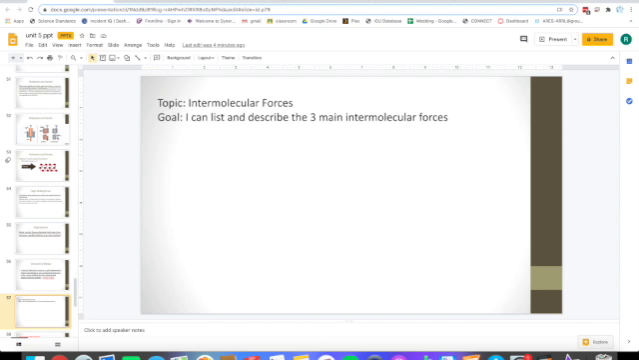So today we are going to be talking about intermolecular forces, which is your topic, and then your goal is: I can list and describe the three main intermolecular forces.